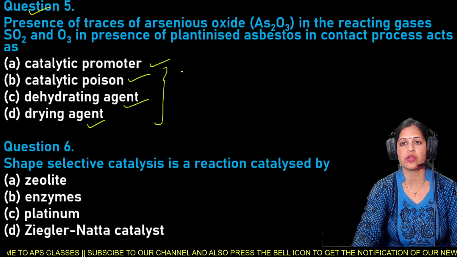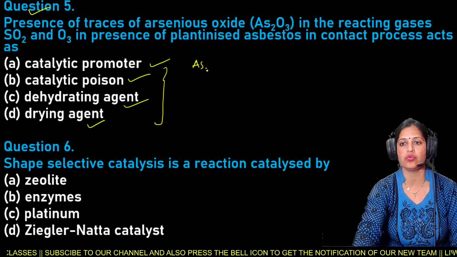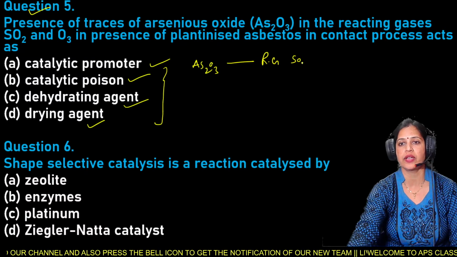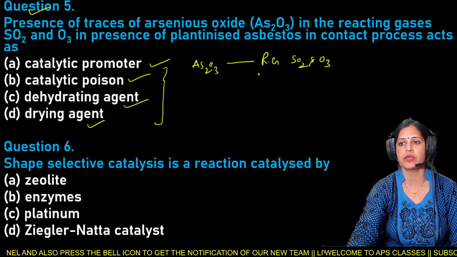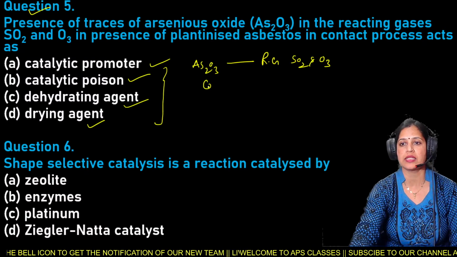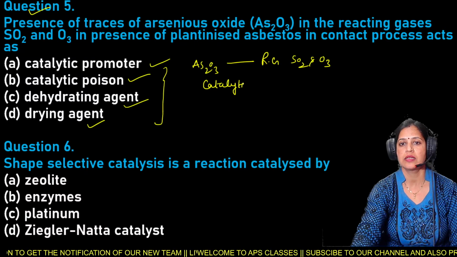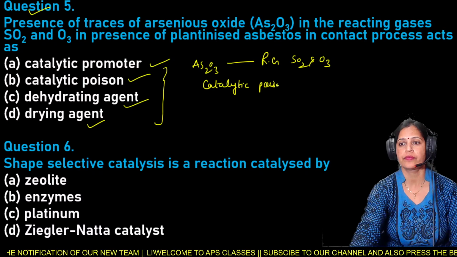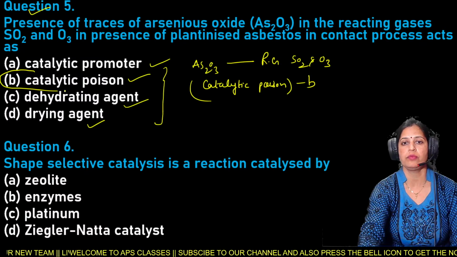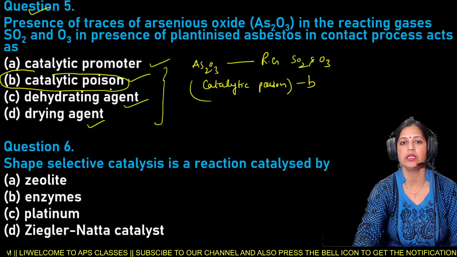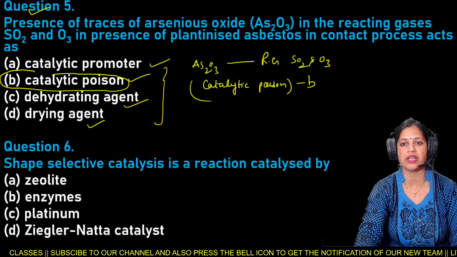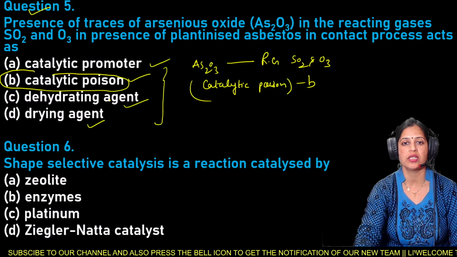So with the presence of traces of arsenic oxide, that is As2O3, in the reacting gases, that is sulfur dioxide and ozone, in the presence of platinized asbestos in contact process, they act as a catalytic poison. So here option B is the right answer for question number 5. That is catalytic poison, not catalytic promoter, not dehydrating agent, and not drying agent.